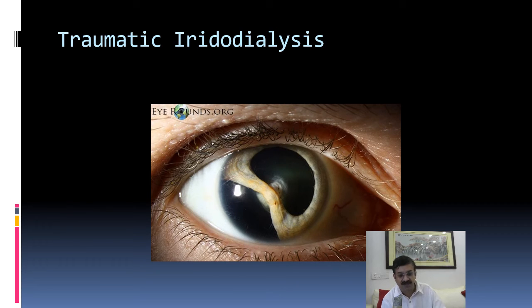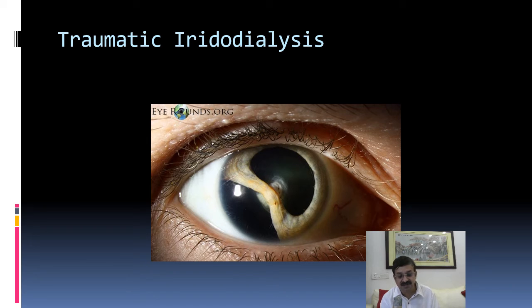Now this is a traumatic iridodialysis. As you can see, there was a blunt trauma to the eye, and this has caused the root of the iris to tear. And as you can see, the pupil has become D-shaped. It is shaped like the letter D, and there are almost now 2 pupils, so to say.